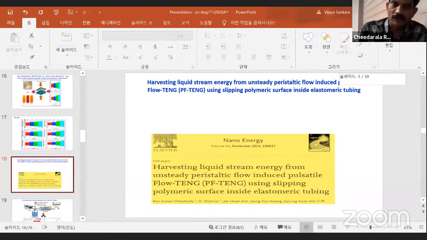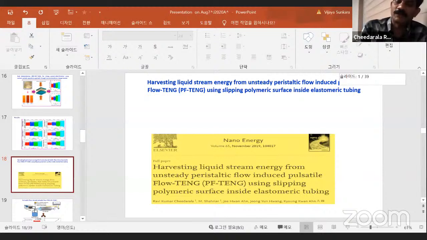And there is another material we have developed through harvesting of liquid stream energy. This is also unsteady peristaltic flow induced flow. So we also generated power through water. When you take water through the surface of the electrode, the generation of power is very high. This electric power we generated is like hydroelectric power. This is a miniature power generator we developed in the laboratory.